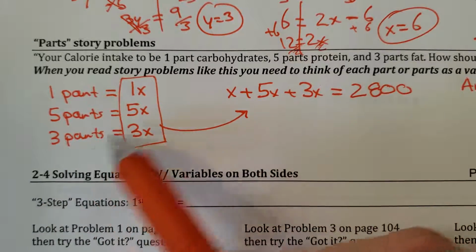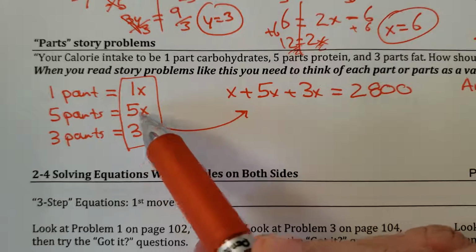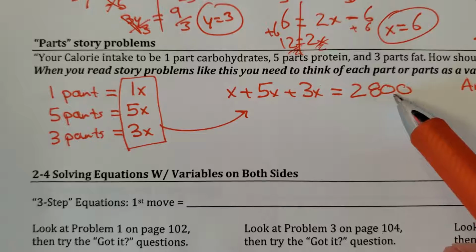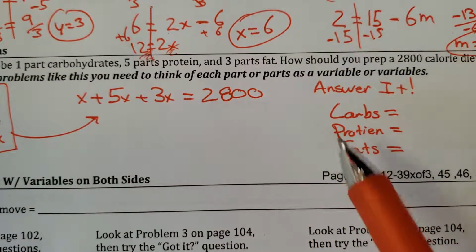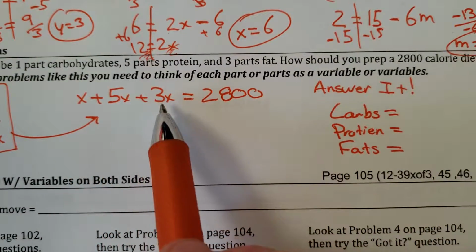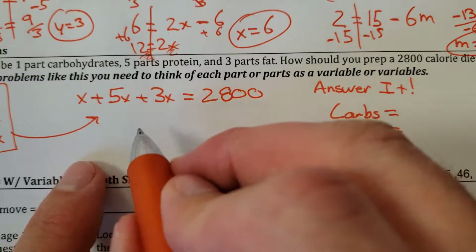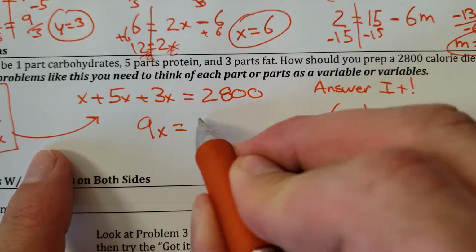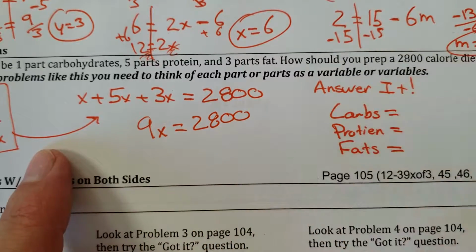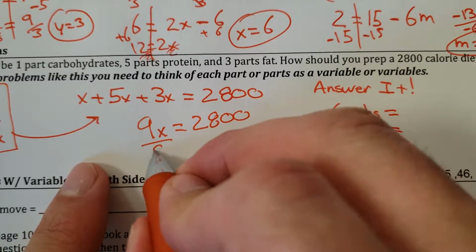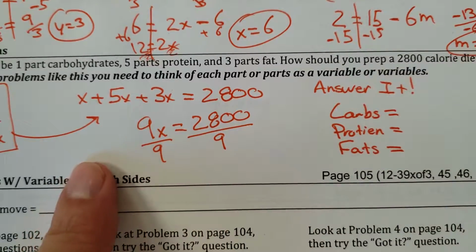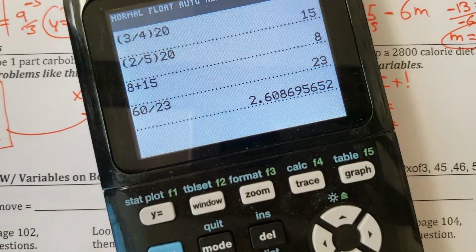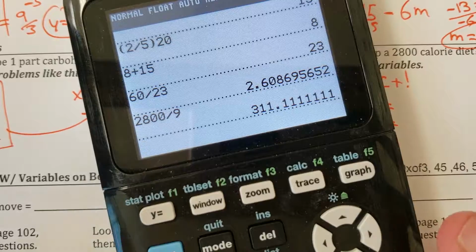So I take the word part and I throw an X in there: 1X, 5X, 3X. Together, you need to add up to 2,800 calories. So watch this. 1 plus 5 plus 3 is 9. So 9x is going to equal 2,800. Divide by 9. Let's figure out how many x values a part is. 2,800 divided by 9.